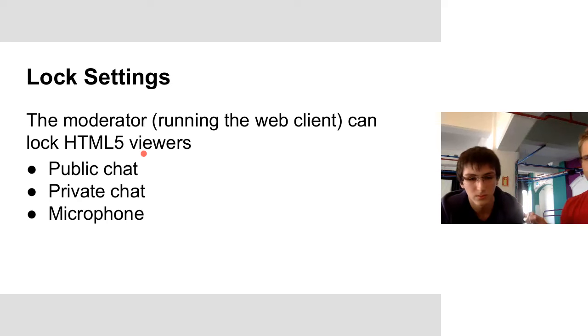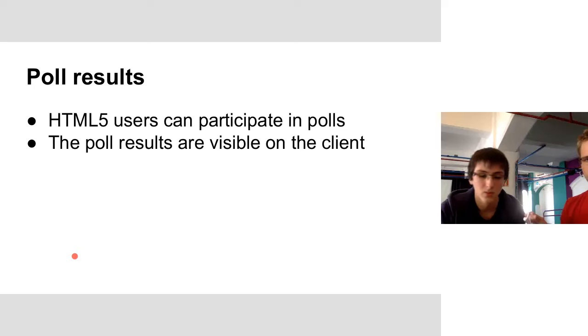Now let's go to the poll results. The poll functionality was added recently to BigBlueButton, and the HTML5 client allows users to participate in those polls, choosing an option. And when the results are published, the users from the HTML5 client can see the results on the whiteboard. Currently, the create poll functionality on the HTML5 client is not supported.